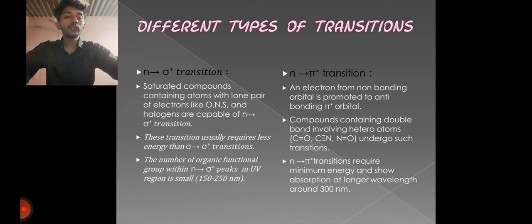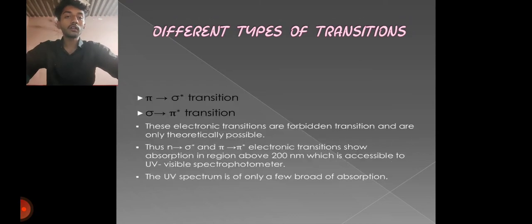Coming to the n to pi star transition, an electron from a non-bonding orbital is promoted to an anti-bonding pi star orbital. Compounds containing double bonds involving heteroatoms, like C=O, C≡N, and N=O, undergo such transitions. N to pi star transitions require minimum energy and show absorption at longer wavelength, around 300 nanometer.